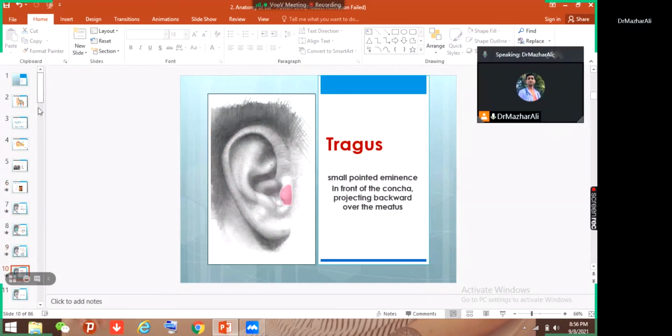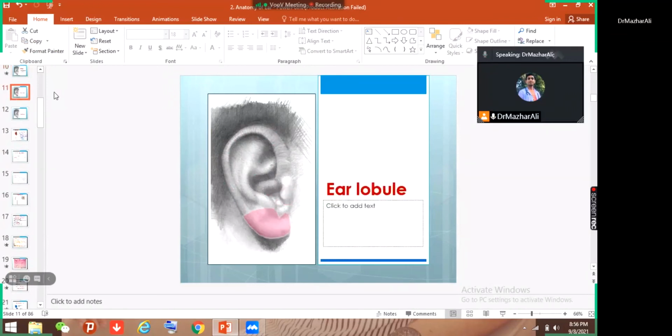And then there is an ear lobule. This is what we call the ear lobule. And this is what we call the antitragus. This one is a tragus, and this one is the antitragus.